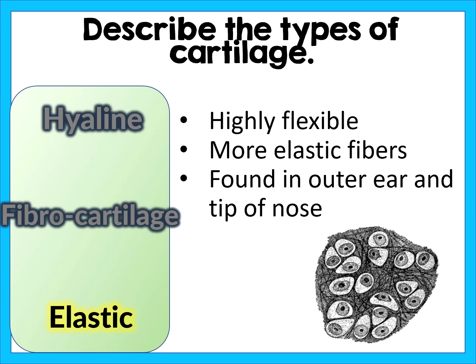So the ground substance is going to be the same. It's going to be a firm, rubbery type of ground substance. But now, along with the collagen fibers, I'm going to have some elastin fibers too, that will allow the tissue to go back to its original shape.